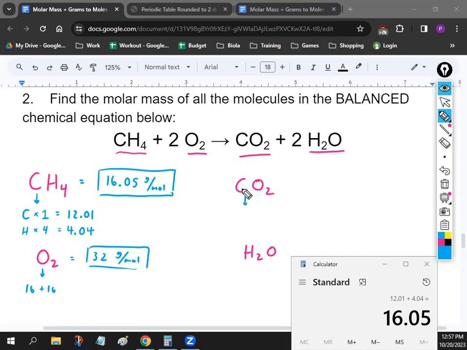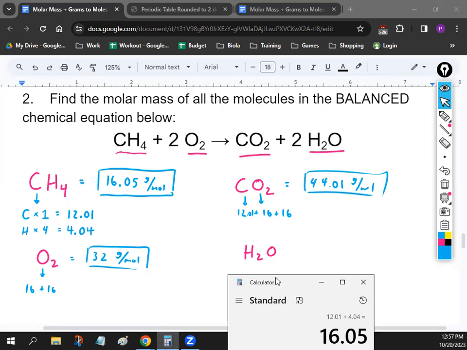So this one has 1 carbon, so that's going to be 12, and 2 oxygens. So we just said that there's 16 each. Sorry, 12.01. And so 12.01 plus 16 2 times, you should get 44.01 grams per mole. Any questions on CO2? Yeah, so 12, 16, and 16.